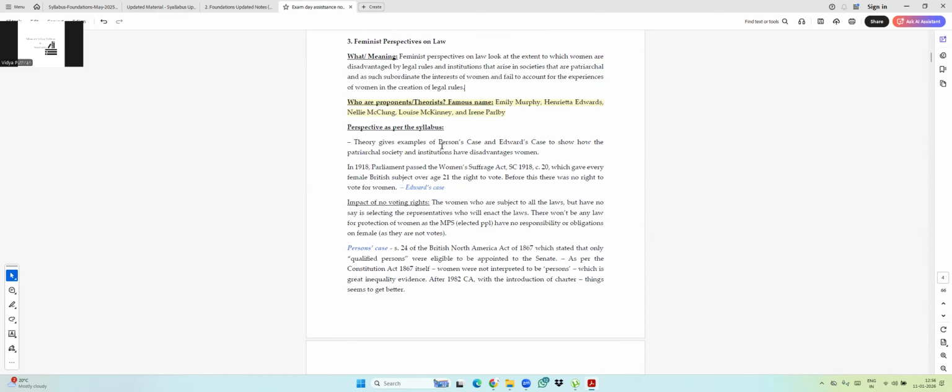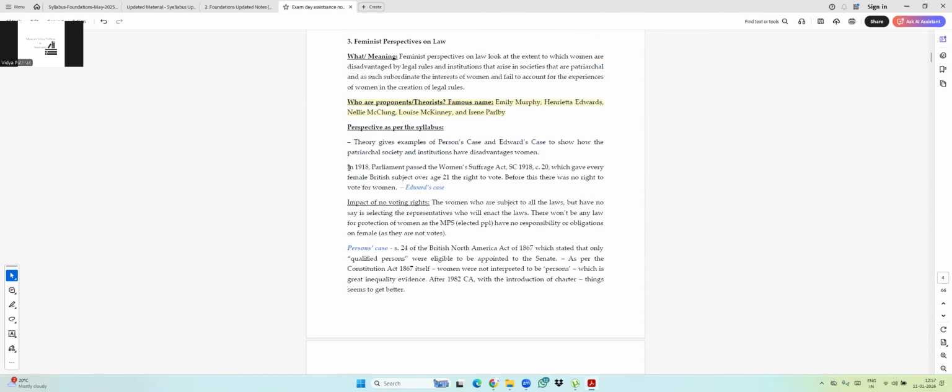Okay. Then perspective as per the syllabus. So now in the body, you can talk about this. Give us a separate side heading for this. Don't mention "perspective as per the syllabus." This is for you. The theory gives examples of Person's case and Edwards case to show how the patriarchal society and institutions have disadvantaged women.